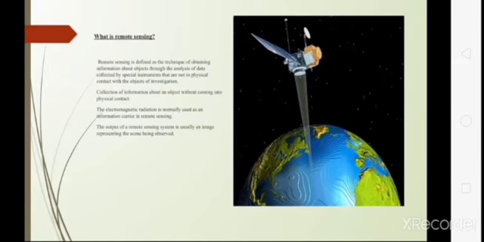Next, what is remote sensing? Remote sensing is defined as the technique of obtaining information about objects through the analysis of data collected by special instruments that are not in physical contact with the objects of investigation. That is, collection of information about an object without coming into physical contact. Electromagnetic radiation is normally used as an information carrier in remote sensing. The output of a remote sensing system is usually an image representing the scene being observed.